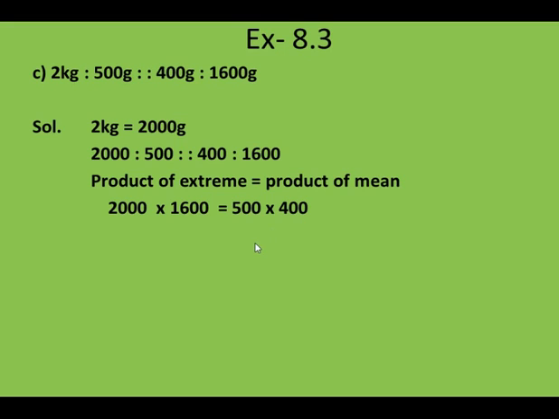So we have got different values on both the sides. So values are not equal. So we can say that they are not in proportion.